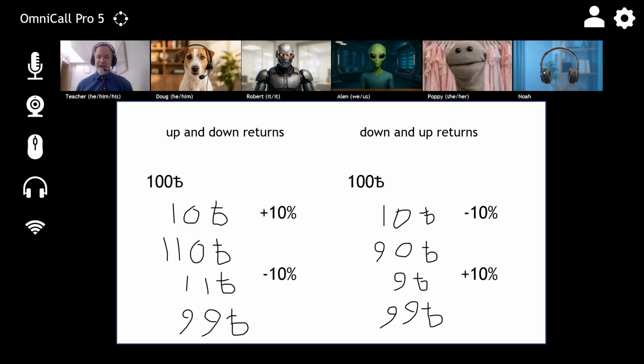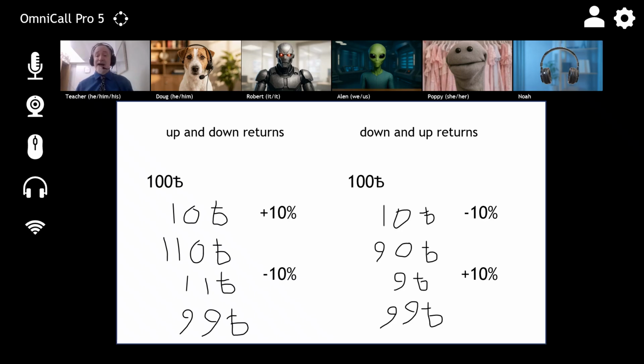We don't have to pick between investing in up first and then down, or down first and then up. We could, we need better names than calling it up then down, down then up.